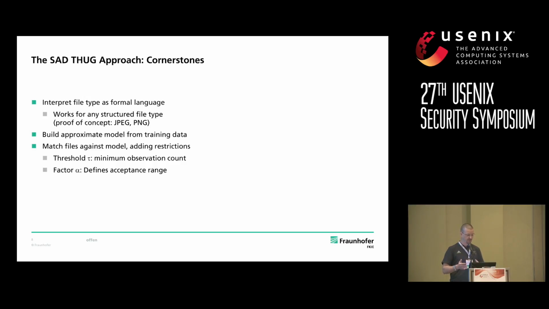And what we do then is we match against this model, taking into consideration that we have an imperfect impression of what the formal language looks like. And also, we want to add some restrictions so that we are not overly permissive. So we'll use the threshold tau, which is just a minimum count of observations during our training phase, and a factor alpha, which I'll go over in a minute.